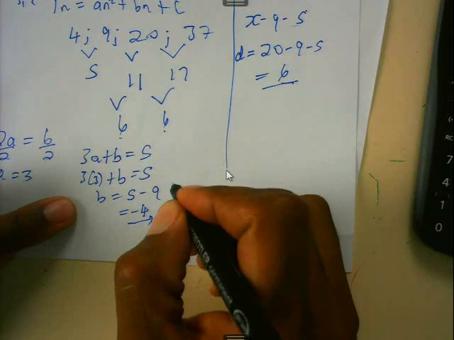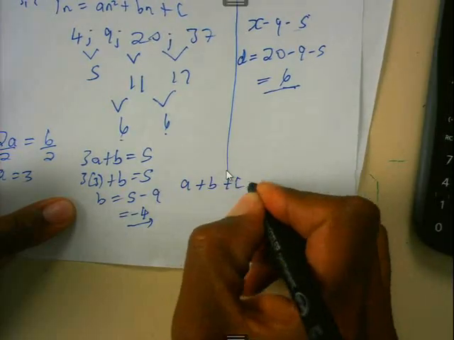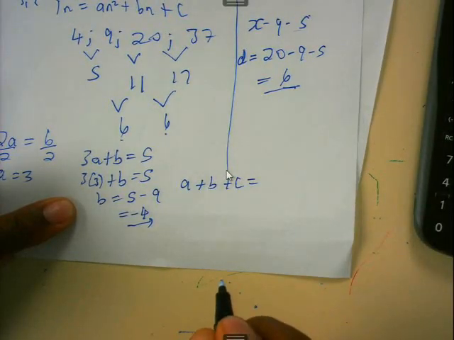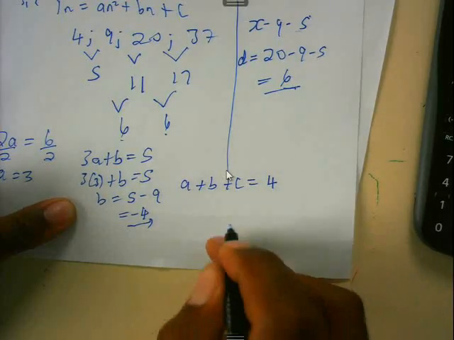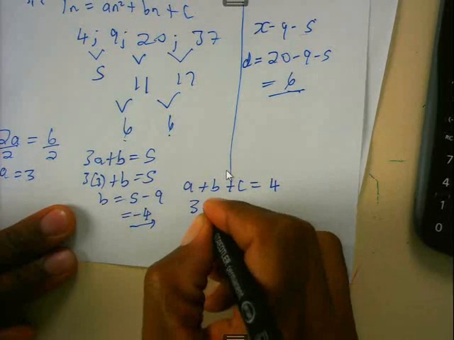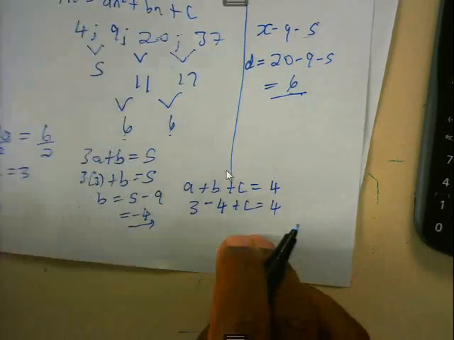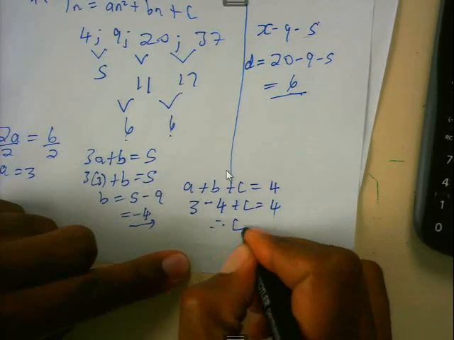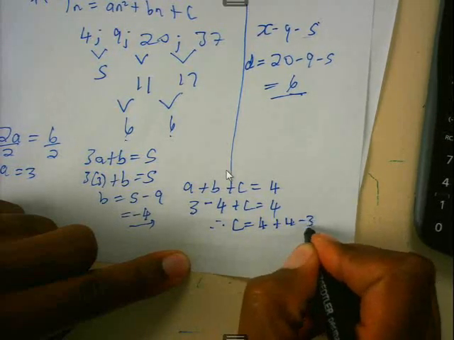Then, boys and girls, now we are left with what? With c. How do we determine c? It is a plus b plus c. What is a plus b plus c? A plus b plus c, of course, it is the first term, which is equals to 4. Then we have 3 there, minus 4, then plus c is equals to 4. Therefore, c is equals to 4 plus 4 minus 3.